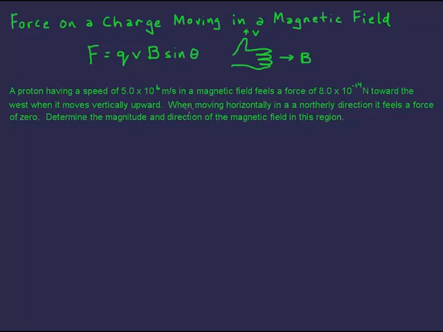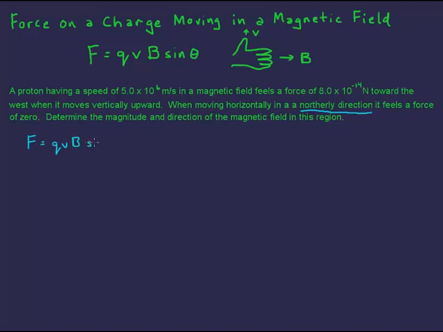Well, the first thing I've got to say is, if it's feeling no force as it moves in a northerly direction, I'm going to underline that real quick, that must mean that the magnetic field is either from south to north or north to south, because if you recall, if the movement of the charge is parallel to the field lines, you get 0 force. So we know that it has to be either north to south or south to north. So let's go ahead and write our formula. Force equals charge times velocity times B times the sine of theta.